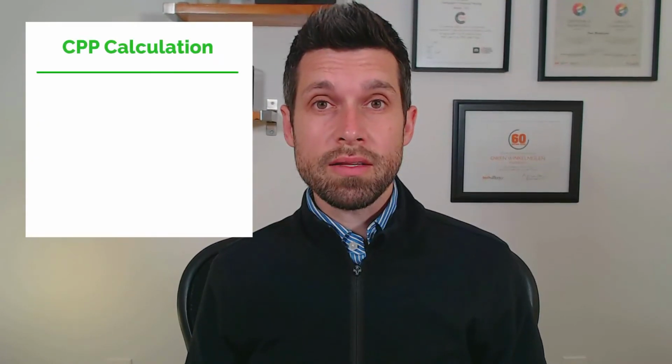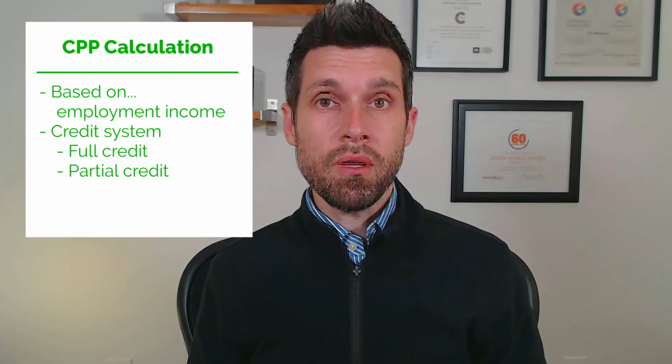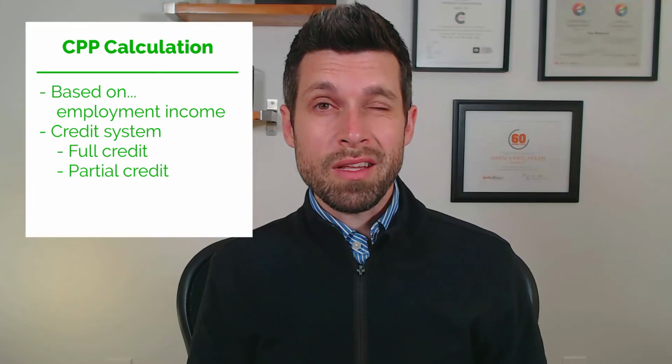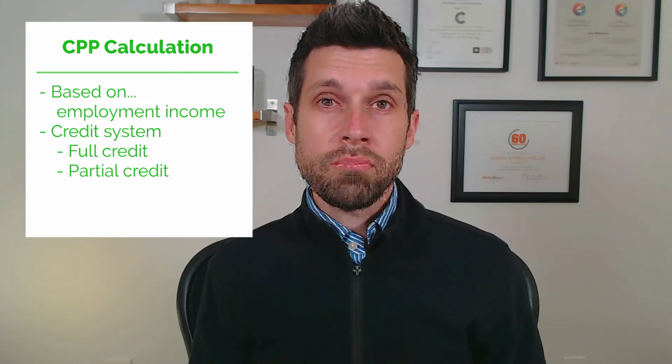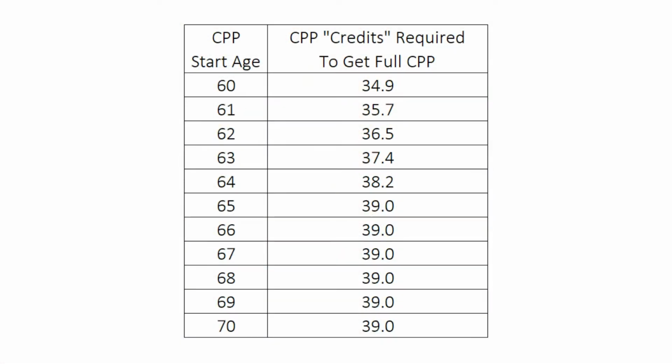It's important to have a rough idea of how CPP is calculated. CPP is based on a credit system. If you earn a certain amount of employment income during a year, you get 1 full credit towards CPP. If you earn a certain amount of employment income that's below the maximum, then you'll earn a partial credit. So for example, if the maximum for a given year is $64,900 and you earn $50,000, then you're going to get a partial credit towards CPP of 0.77. You need between 35 and 39 credits to get the maximum CPP benefit, depending on when you start CPP in the future. With CPP enhancement, the calculation's a little bit more complex, but that's essentially how it works.